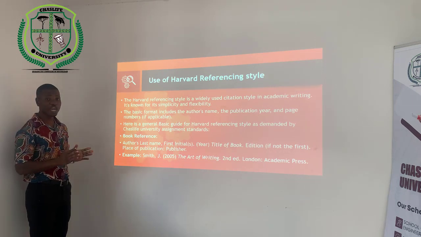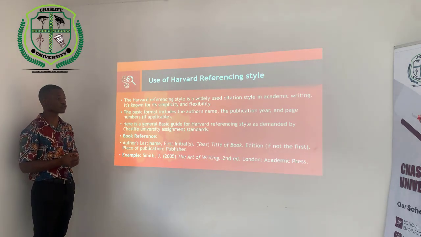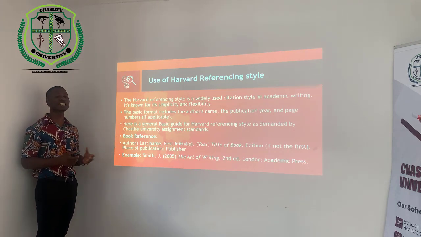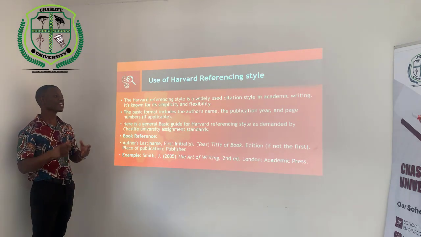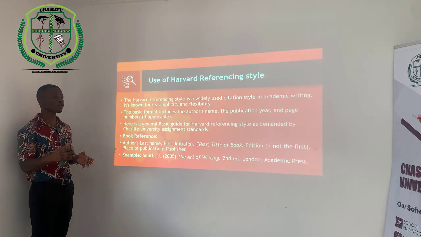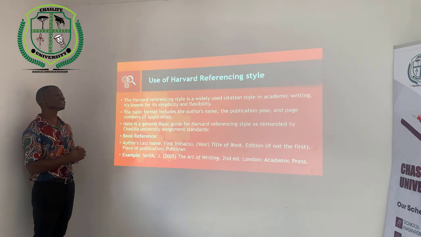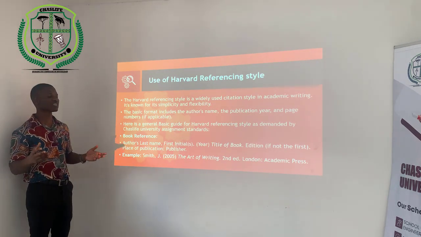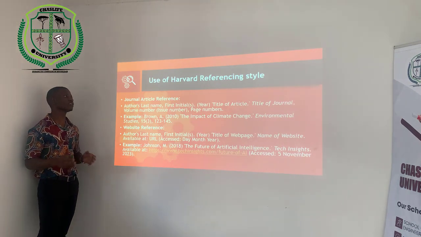And then, if the year was 2002, it will be 2002. Then the title of the book, maybe it can be Artificial Intelligence. And then the edition, if not the first one. If it is the first book, it will be first edition. If it is the second book, it will be second edition. If it is 6th edition, it will be 6th edition, and so on and so forth.